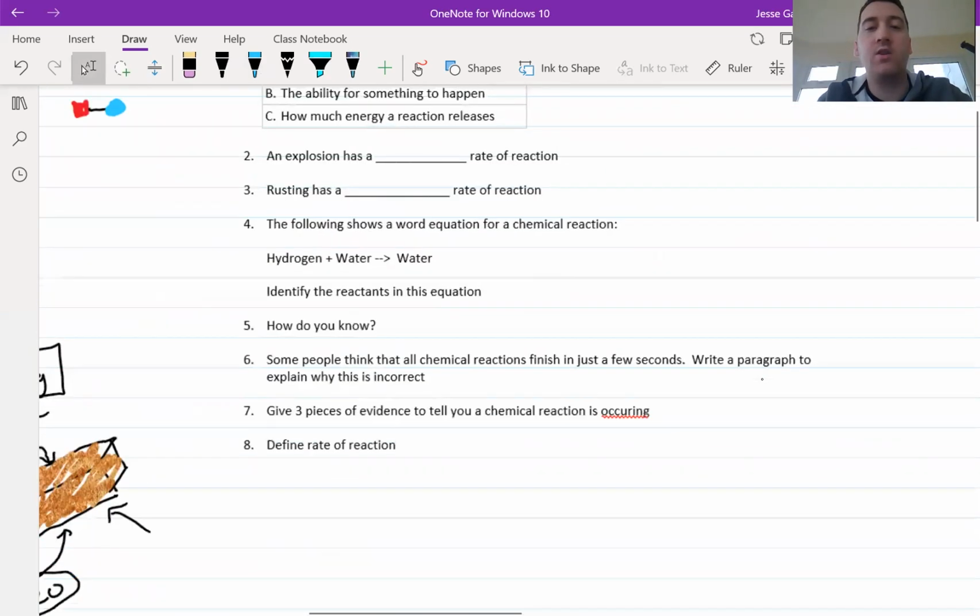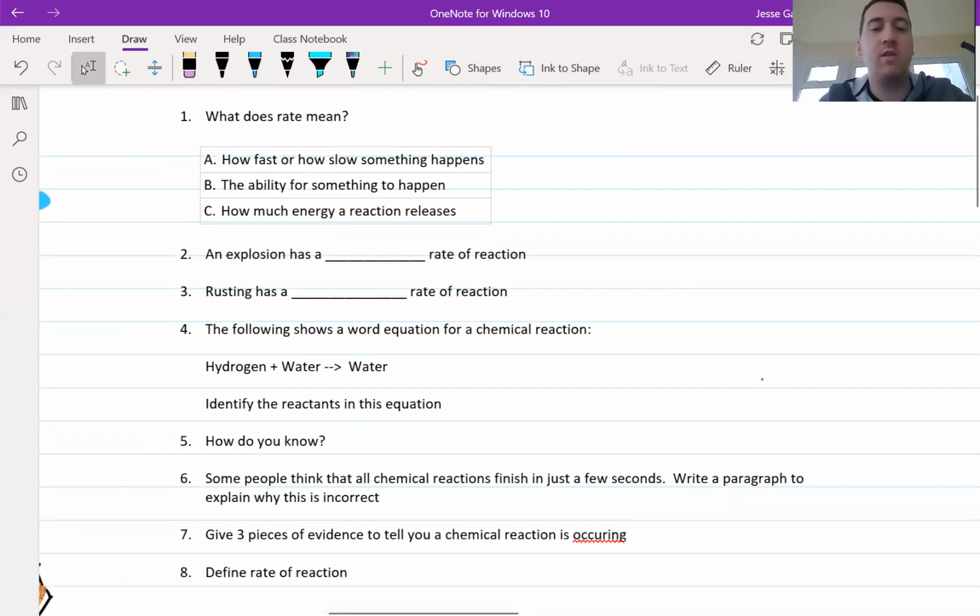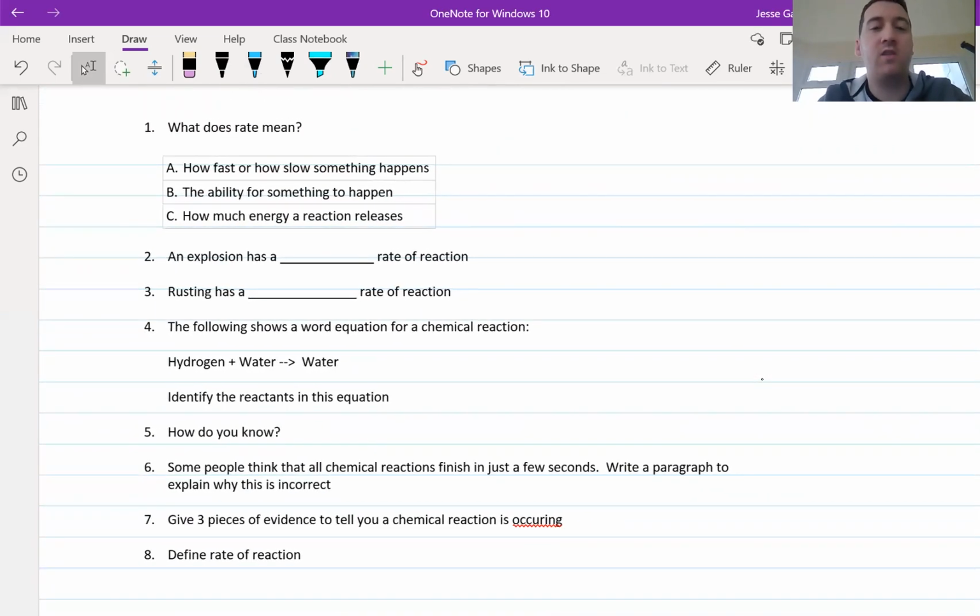All right, so back to the questions. What I need you guys to do is, in the first one, select which one you think is the correct answer and write it down. The next two are filling in the blanks, so you write out the full sentence, filling in the words.